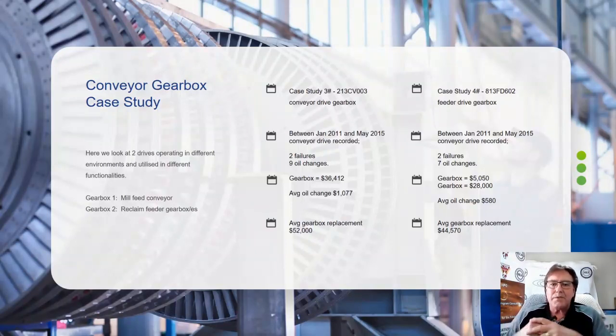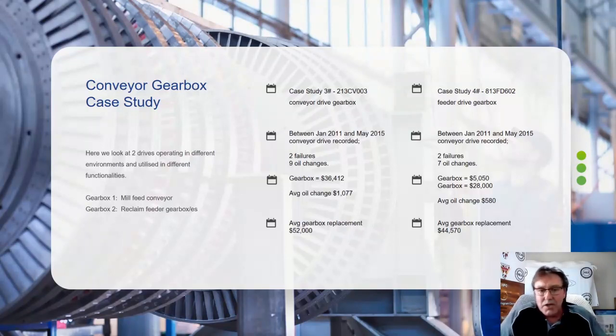So case study number 3, again, we had 2 failures, 9 oil changes, gearbox value itself $36,412, oil change price $1,077. So the total value of doing a gearbox oil change, a gearbox change, 52,000.